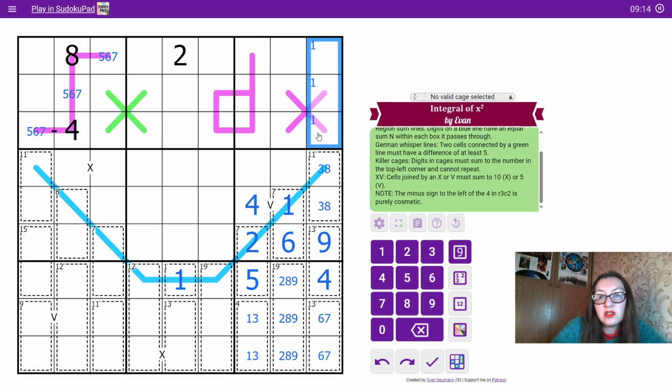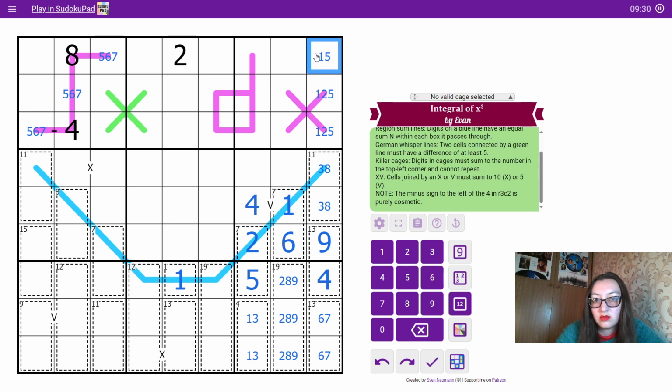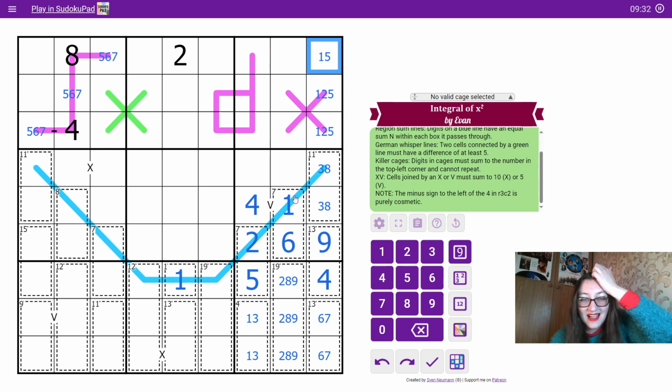Now we have remaining digits of 1, 2, and 5. 1 to 5. No, that works. I scared myself. Did I say 1, 2, and 6 before? Well, sorry if I did, and you were screaming at your screen. Whoops.